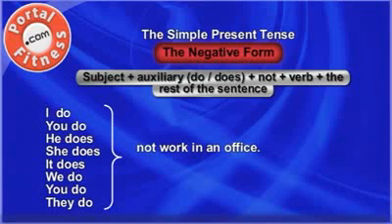Let's now see some examples of how we use a negative form of the simple present tense. I do not work in an office. You do not work in an office. And remember, for he, she, it, we use does. So, for example, he does not work in an office.